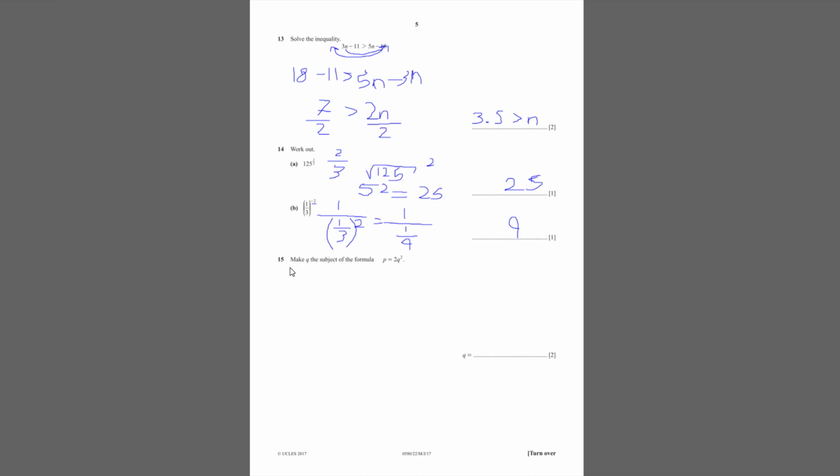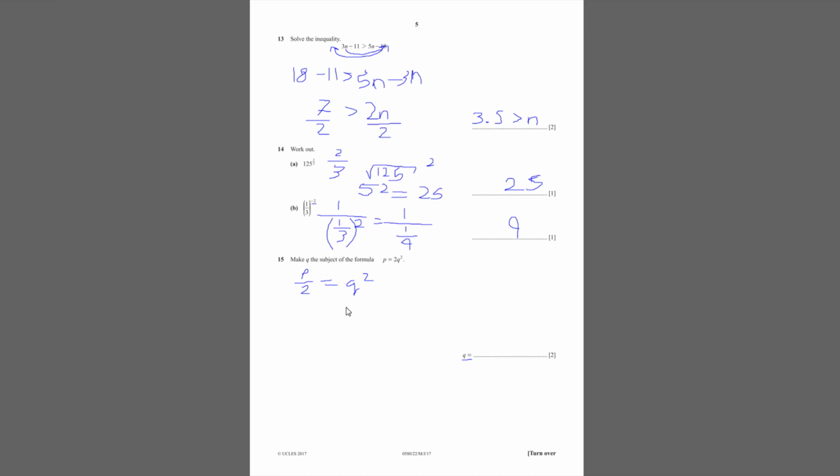Moving on to question 15. Make q the subject of the formula. P equals 2q squared. So for this question, we want to turn it into an equation where instead of p equals, we get q equals, as is shown by our answer here. So what we've got to do is that first, we remove the 2 from 2q squared. So we get p divided by 2, as when we divide both sides by 2, we get p divided by 2 and q squared.